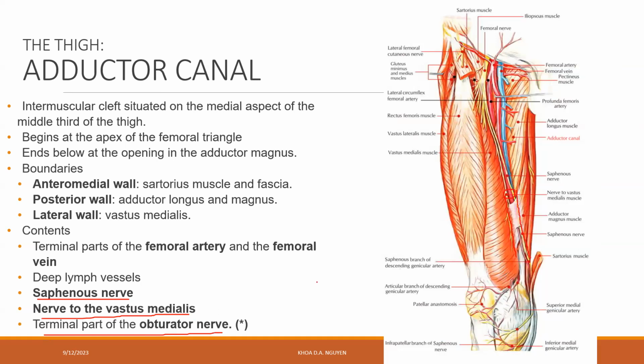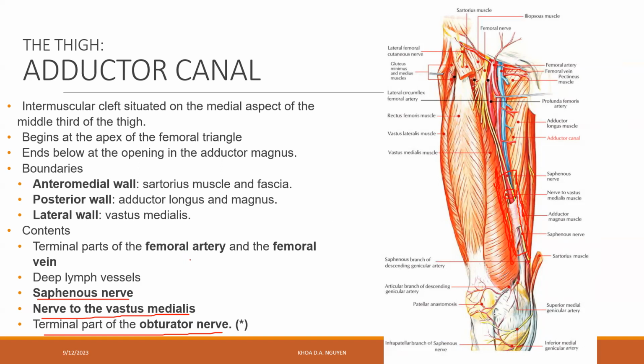Now, the adductor canal is defined by some boundaries. The anteromedial wall is the sartorius muscle and fascia, which has been taken off in this image, unfortunately. The posterior wall is going to be the adductor longus and magnus, which are going to be here and here. You see that? That is going to be the posterior wall. The lateral wall is going to be this huge muscle right here, which is the vastus medialis muscle. The vastus medialis is actually the lateral wall of the adductor canal. And so this canal is just right here. It's through here. This canal is right here.